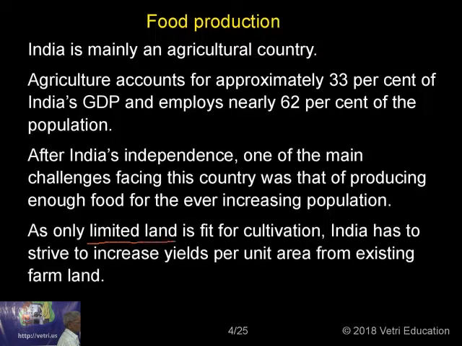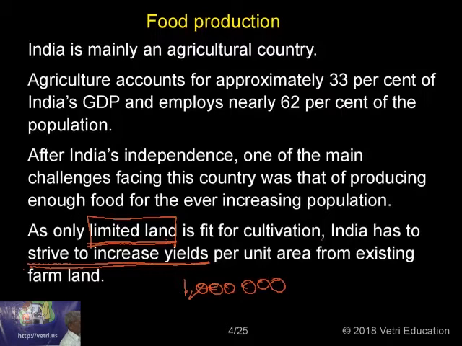So that's what we say. As only limited land is available, you cannot increase the area of the land. It is impossible. So only limited land is available, but this limited land is occupied by human beings for building houses and different constructions. So as only limited land is fit for cultivation, India has to strive to increase the yield. So we are left with no other option other than to increase the yield from the limited area. So from this limited land, let us imagine about 1 million bags of paddy is produced, for example. And now this area is getting reduced, but at the same time the need is increasing. So we are left with no other option than to increase the yield from the very same limited area. So that becomes our main problem.